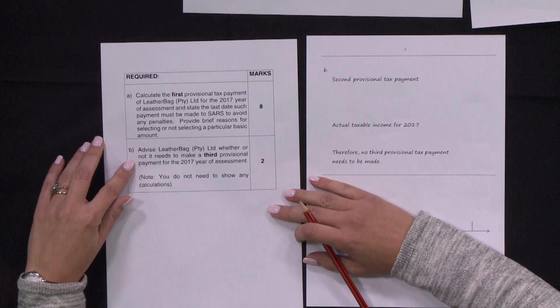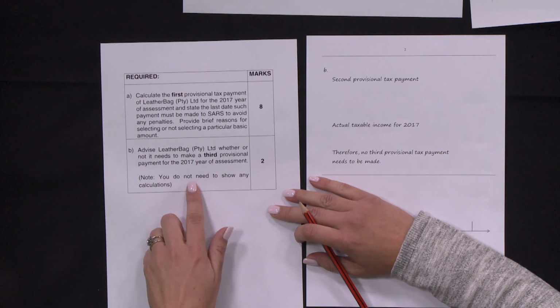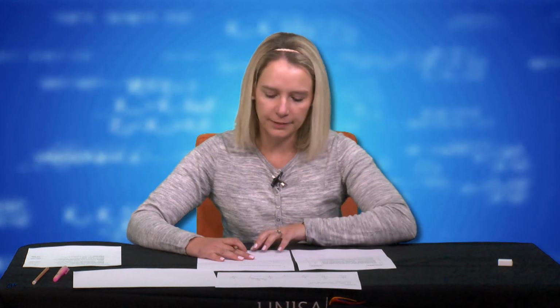So in the required, it says, advise Letterbag Pty Limited whether or not it needs to make a third provisional payment for the 2017 year of assessment. Note, you do not need to show any calculations. So even though it says you do not need to show any calculations, you still need to know what your second provisional tax payment was based on to determine if you need to make a third provisional tax payment.